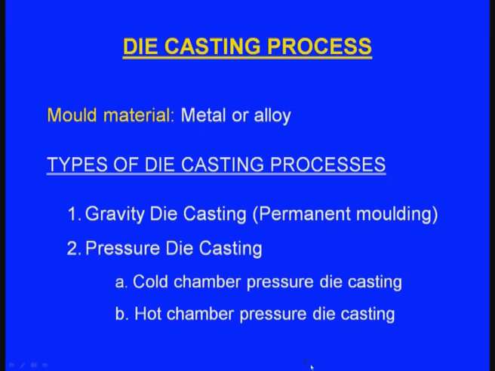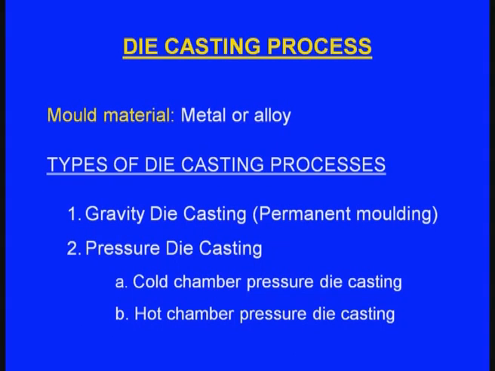In cold chamber pressure die casting, there will be metallic molds, and we inject the molten metal into them, but we need to prepare the molten metal, and for that we need a furnace. This furnace is separate from the cold chamber die casting machine and will be away from the machine. Whereas in the hot chamber pressure die casting machine, again there will be metallic molds and we apply external pressure to inject the molten metal inside the dies, but the furnace in which we make the molten metal is an integral part of the die casting machine. That way, the hot chamber machine is different from the cold chamber machine. Now, we will be seeing all these one by one.